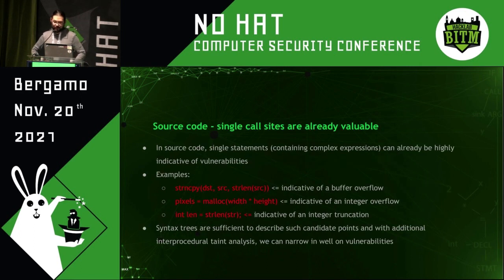Just a few words about how source code and binary are different. In source code, often you have a vulnerability, like a good candidate point that already concentrates itself in a single statement. Like for example, if you have a strncpy here, and you see that they're actually using the length of the source buffer for the copy operation, that's already pretty indicative of a buffer overflow. Sure, you want to do some data flow analysis to ensure that you can get to that point, but that's already very indicative. Or for example, this typical malloc bug, width times height, where you have an integer overflow that then leads to a heap-based buffer overflow. Or like a truncation here where somebody says int len and then assigns string len to that variable. And so syntax trees are already quite powerful to describe that, and then you can do a data flow analysis to kind of narrow in on that.